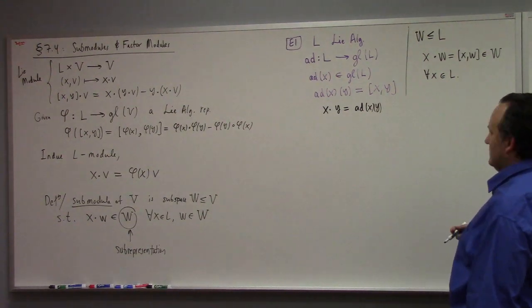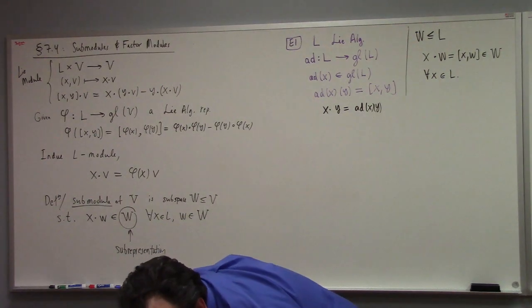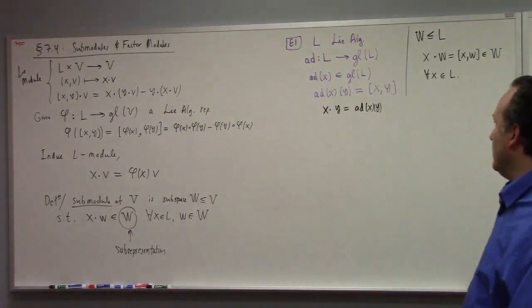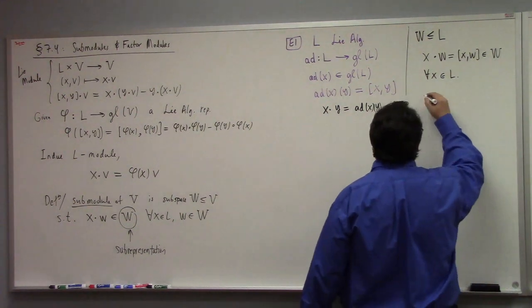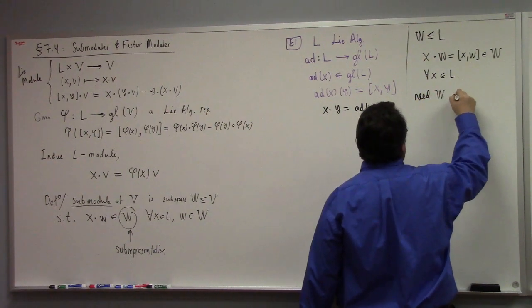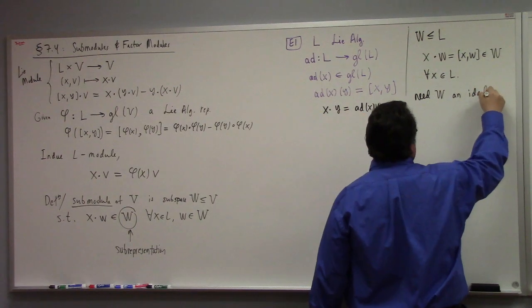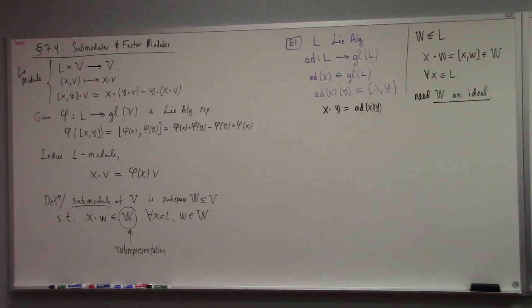What is that? Well, in other words, W is what? Is it like an ideal? Yep. So the subrepresentations of the adjoint representation are just the ideals.